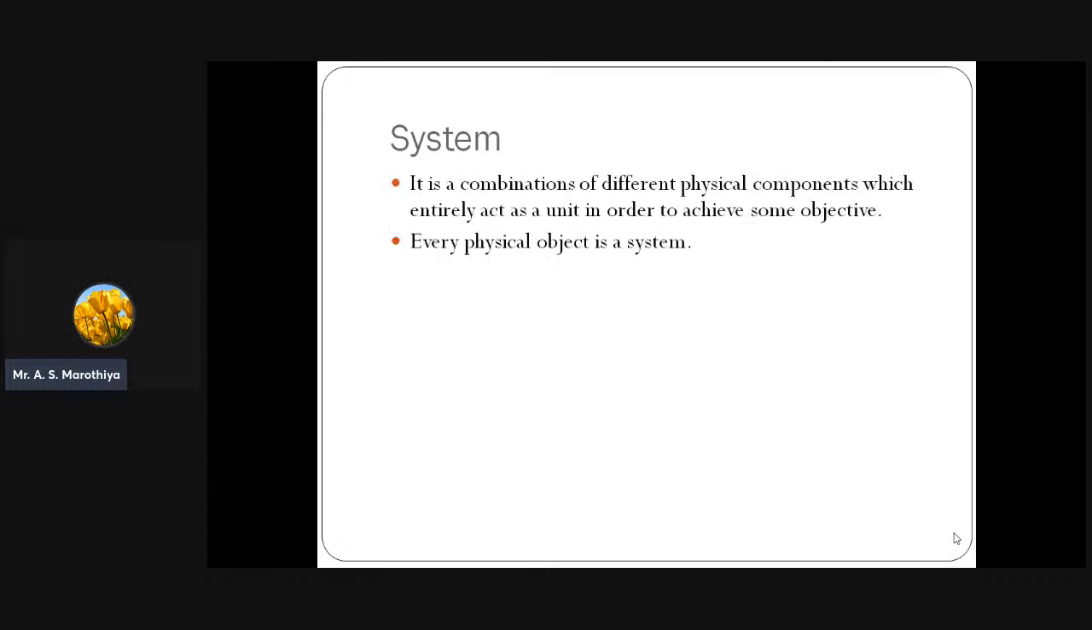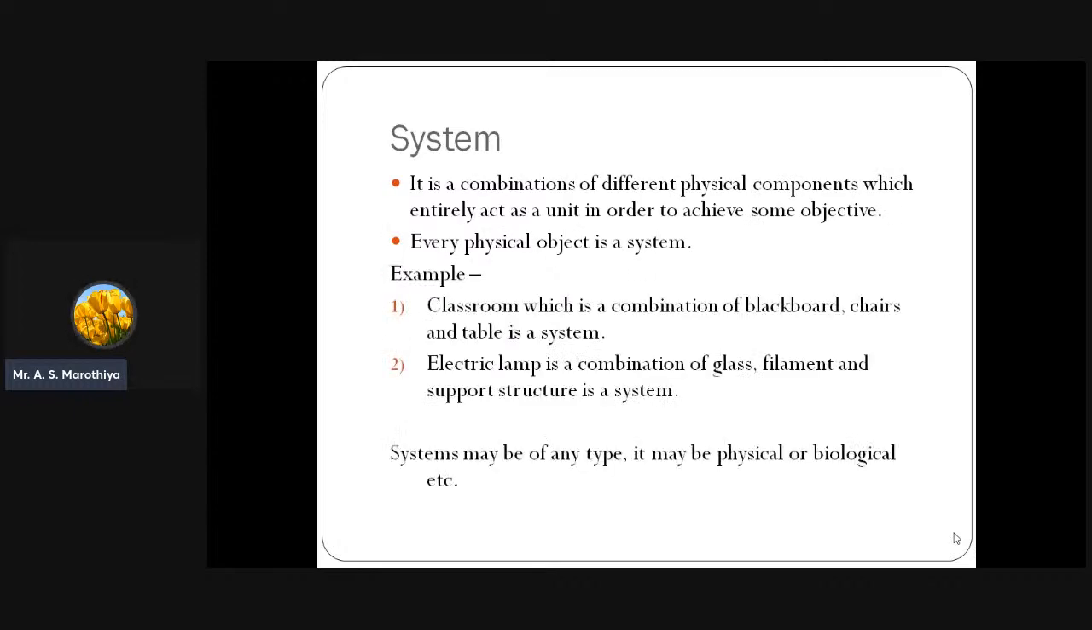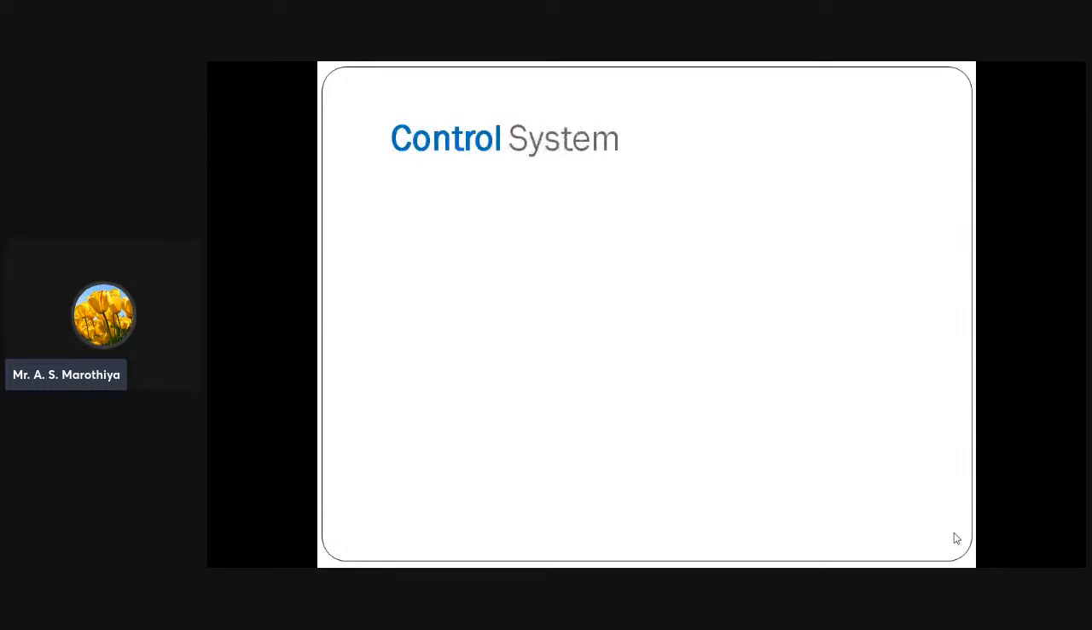So what exactly is a system? System is nothing but a combination of different physical components which entirely act as a unit to achieve some objective. And every physical object we can treat as a system. For example, a classroom, which is a combination of blackboard, chair, and table, is a system, and we can classify them as biological and physical systems. Now, what is the importance of control in a system?